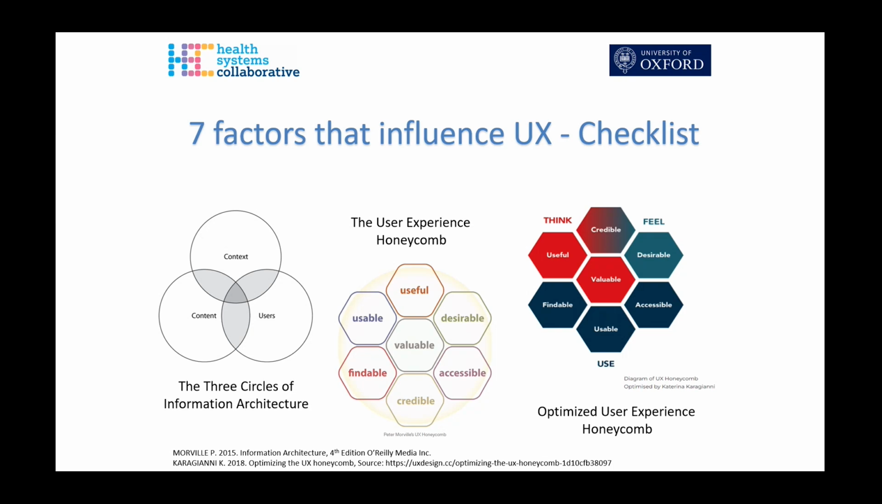But I want to present one of the optimized tools by Katerina Carigiani. She optimized the diagram of the honeycomb and grouped the 7 factors based on how the user interacts with the product. So she added how the user uses, thinks, or feels when it comes to the product, to create a connection between all of these factors. So she rearranged them so that the relationship between the factors is highlighted, and she added the colors and labels to make the grouping clear.